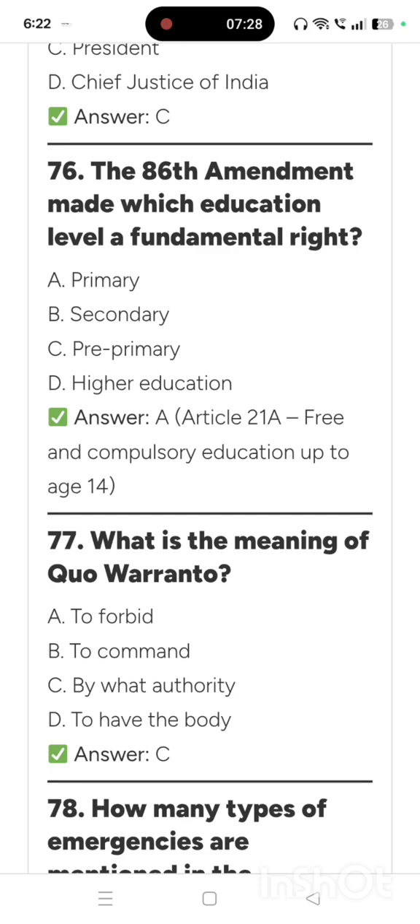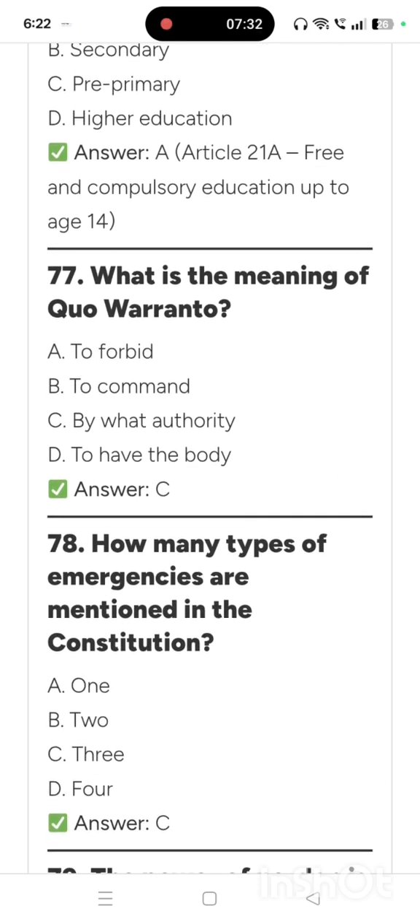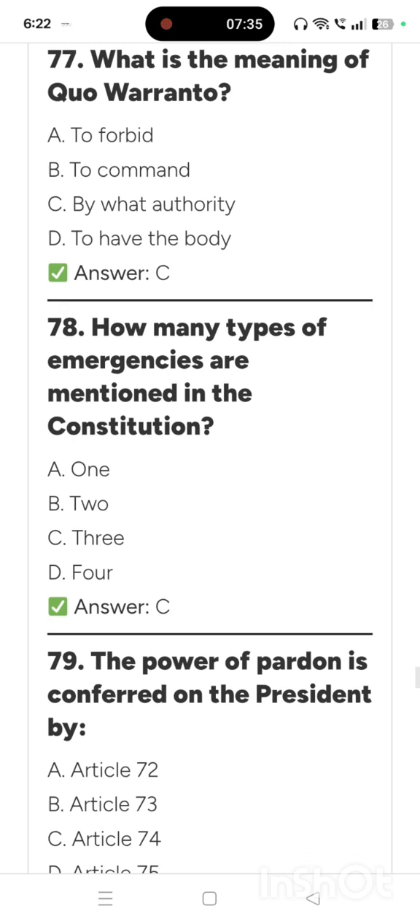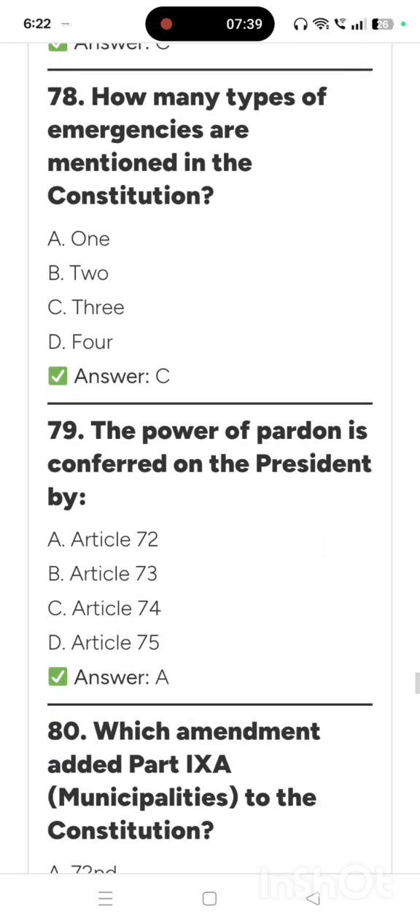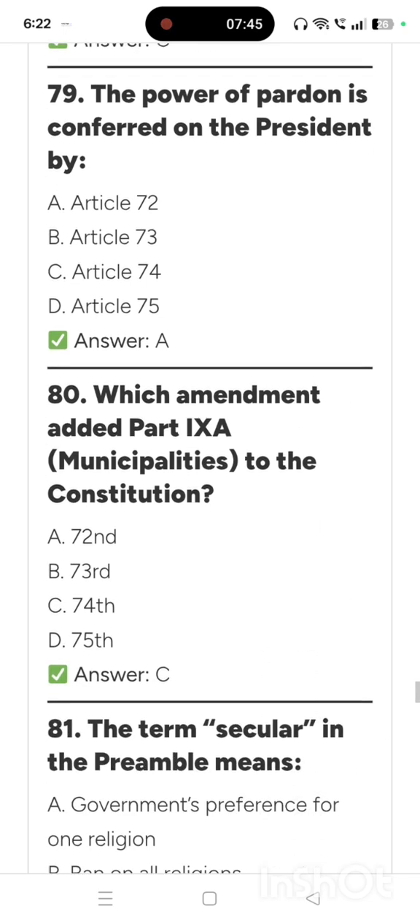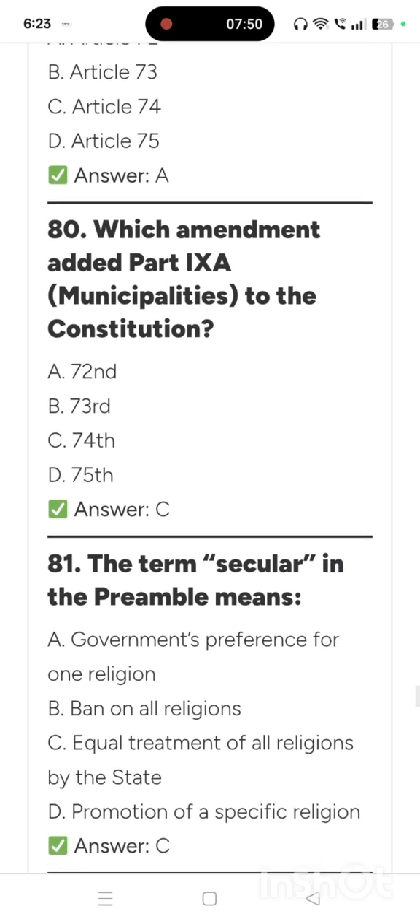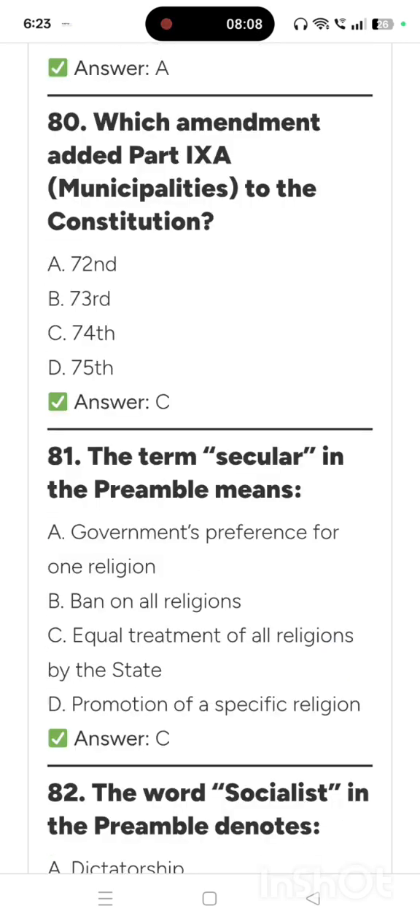Free and compulsory education up to age 14. What is the meaning of quo warranto? By what authority? How many types of emergencies are mentioned in the Constitution? 3 emergencies. The power of pardon is conferred on the President by Article 72. Which amendment added Part 9A to the Constitution? That is the Municipalities. 24th Amendment.